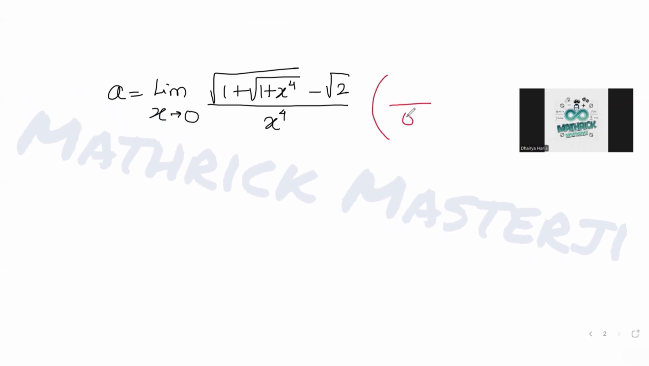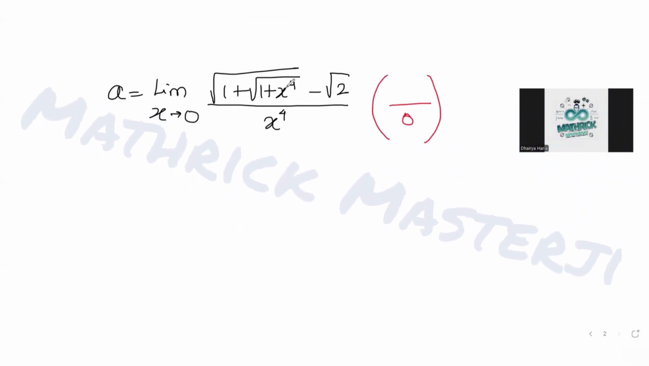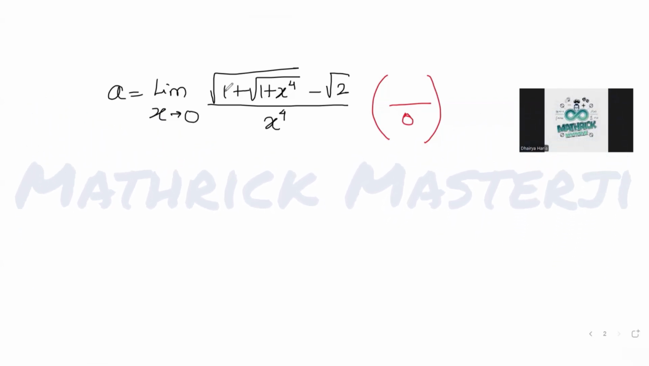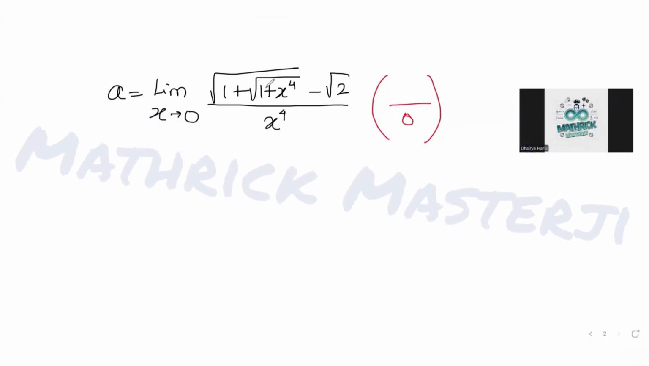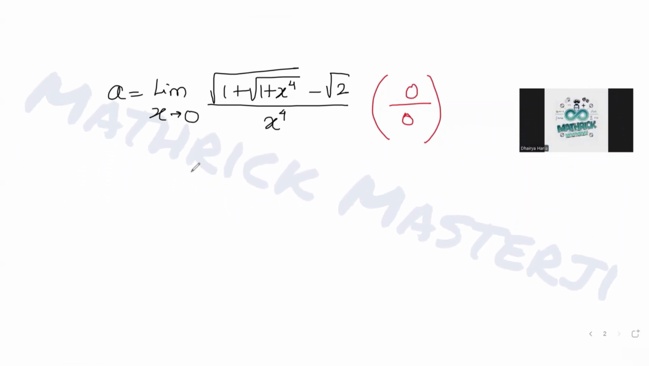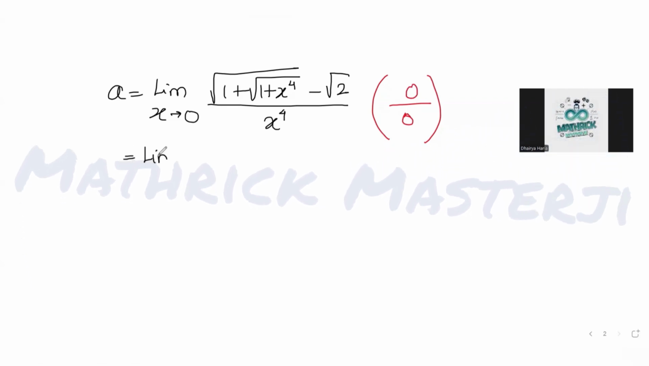I get denominator obviously 0, because 0 to the power 4. And in the numerator, if I put 0, I get 1 plus 0, which is square root of 1, which is 1. Then I get square root of 1 plus 1, which is square root of 2, minus square root of 2, which is again 0. So I get 0 over 0 form. Once I get 0 over 0 form, I'll use the idea of rationalization.